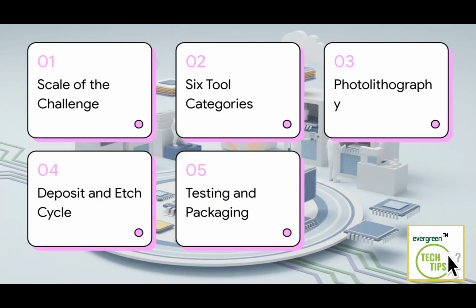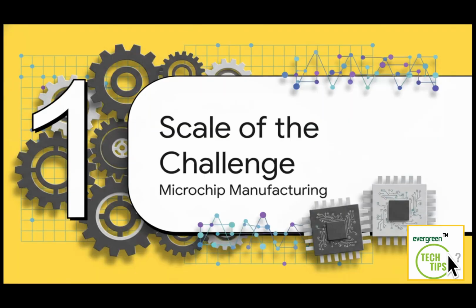We've got 5 main parts to cover today: the scale of the challenge, the 6 categories of fab tools, photolithography, the deposit and etch cycle, and finally, wafer testing and packaging. Part 1. The scale of the challenge.